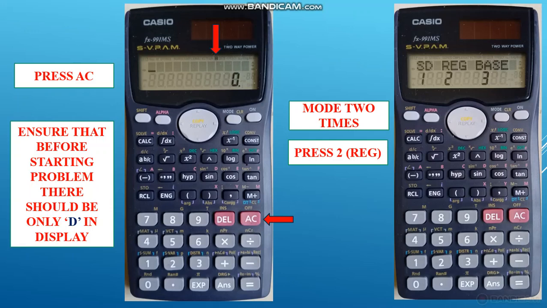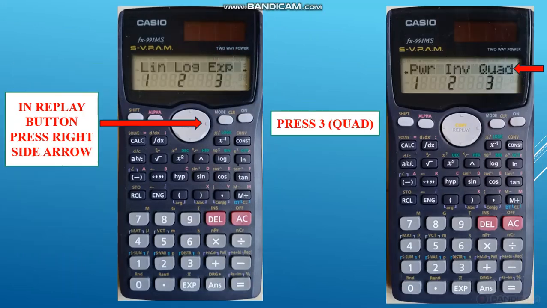So you want to press the mode 2 times. If you press the mode 2 times, you will get SD, REG and base. Now you want to press 2, that is REG. If you press the 2 button, in the REG option you can see the first display as LIN, LOG and EXP.